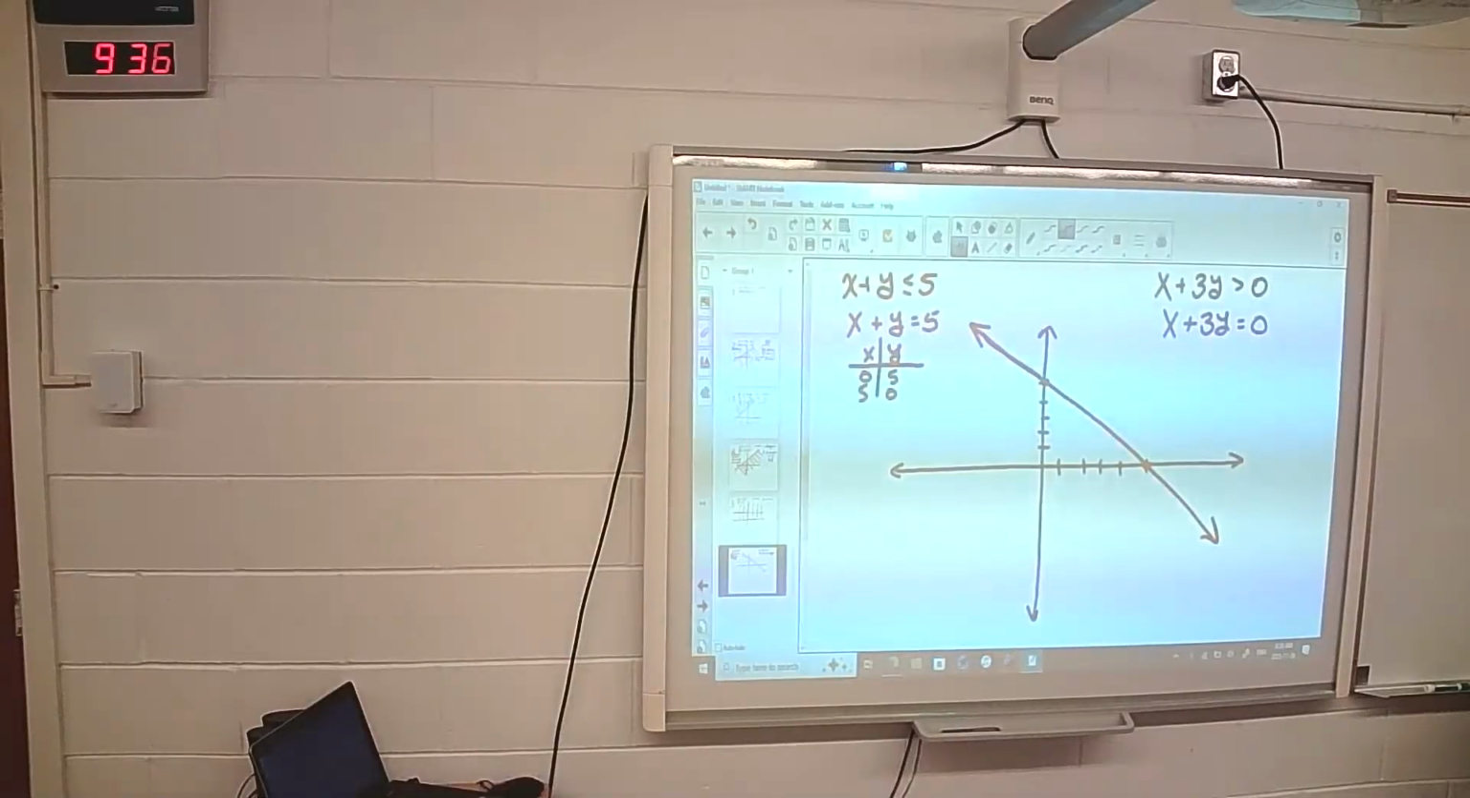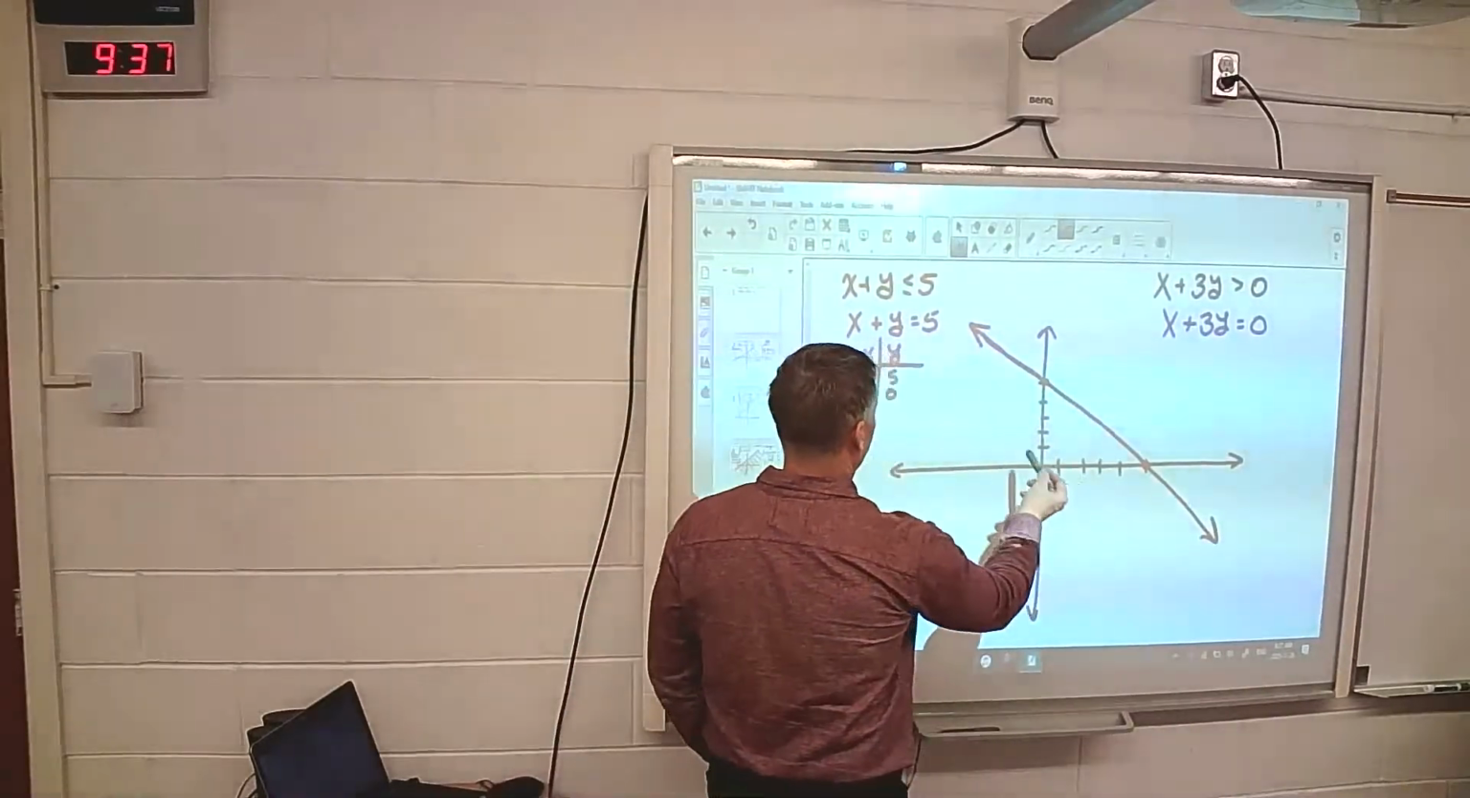All right. How do I find out what the solution set is, where I shade? Plug in 0 and 0. I don't have to use 0 and 0, but I'm going to plug it in anyways. If I put 0 and 0 in, that's this coordinate right here.